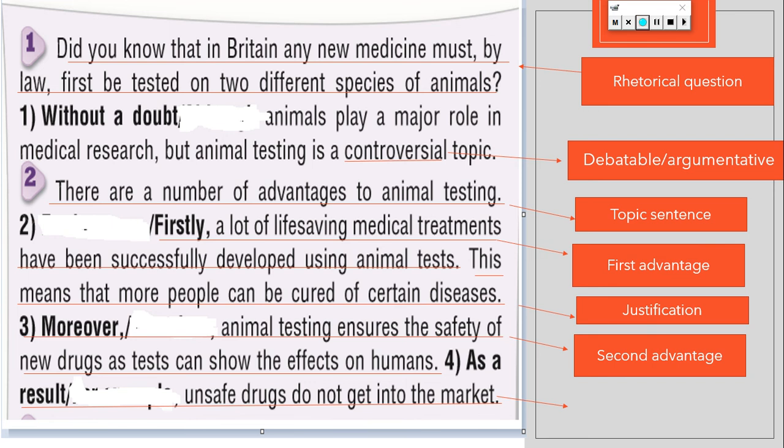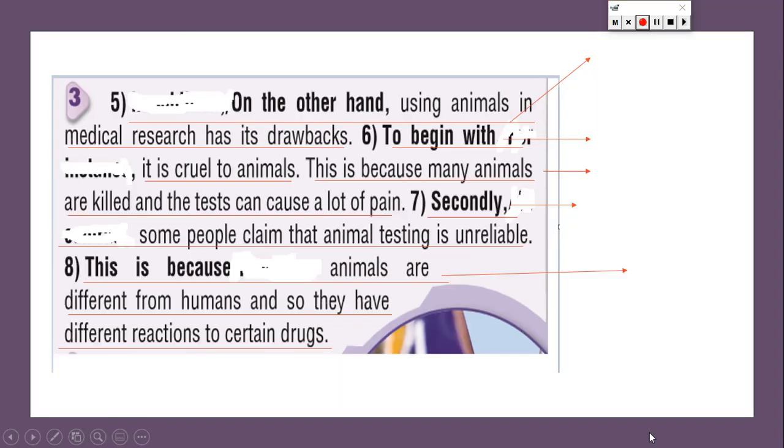So animal testing ensures the safety of new drugs. See, this is the same that we did in planner, that can show the effects on a human as a result. So I can either justify or give a result for what I have said, because this will justify also my answer. So as a result, unsafe drugs do not get into market. So results or as a consequence, it's the same meaning. So these are keywords, be careful. As a result or as a consequence.